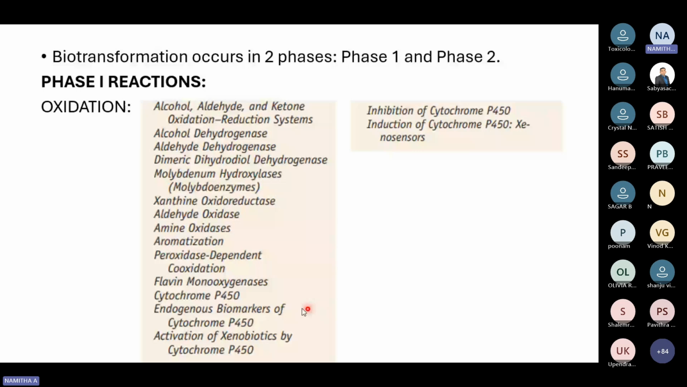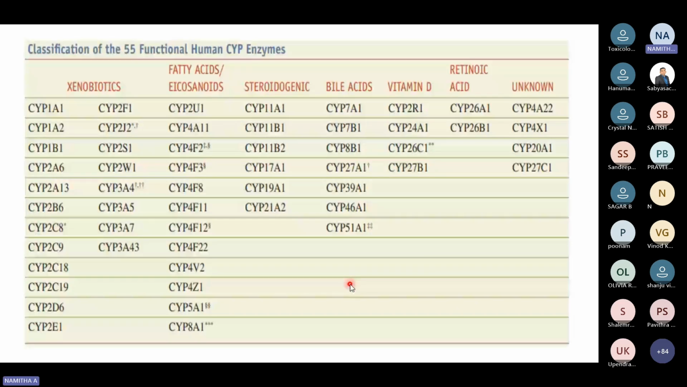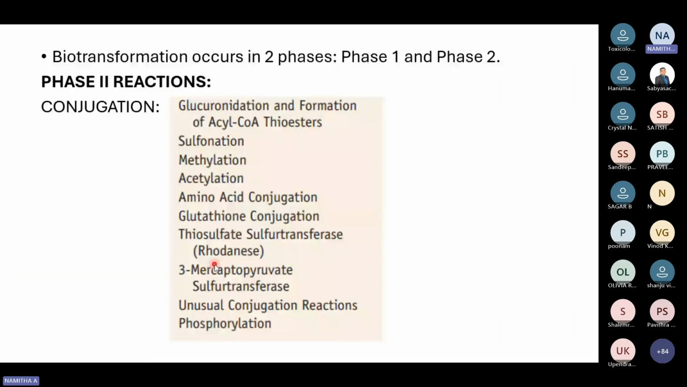Coming to the phase 2 reactions, that is conjugation. We have glucuronidation and formation of acyl coenzyme A thioesters, sulfonation, methylation, acetylation, amino acid conjugation, glutathione conjugation, thiosulfate sulfur transferase, 3-mercaptopyruvate sulfur transferase, and unusual conjugation reactions and phosphorylation. So this is a phase 2 reaction.